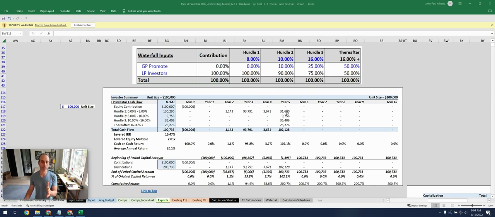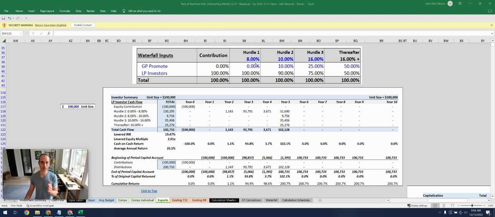And then in year 5, when we sell, that's where we start going through all the different hurdle and waterfall metrics. So there's $31,000 of money that comes to you that satisfies this 0 to 8%. And then there's $9,700 that comes out between 8 and 10. And then $35,000 between 10 and 16, and then $25,000 after 16%. So that's your respective share: your 8%, your 10%, your 25% share of, I'm sorry, your 90%.